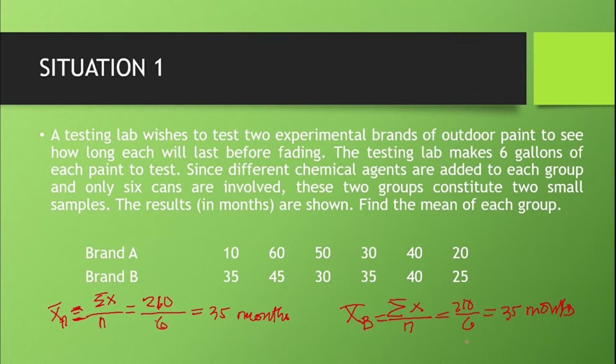So in this case, we might conclude that both brands of paint last equally because they have the same mean. This time, the measure of variability comes in. To check which brand is more consistent in terms of months, we have to test the variability, or how spread the data is. So in this case, the measures of dispersion would be applied.